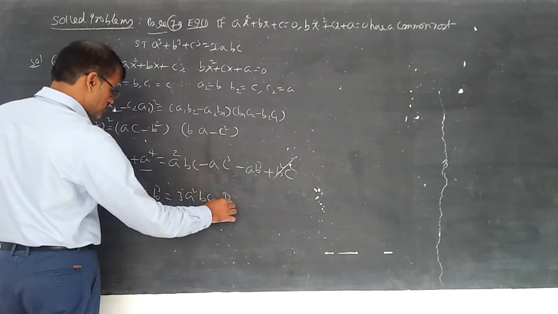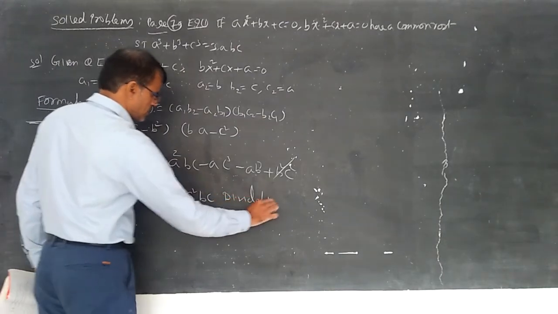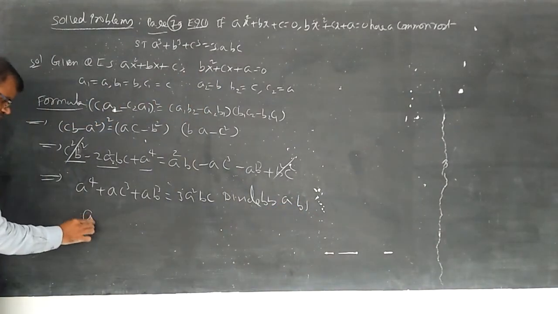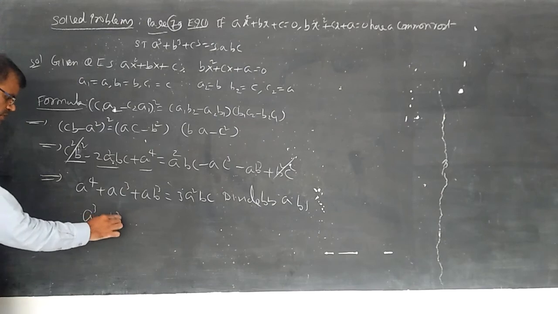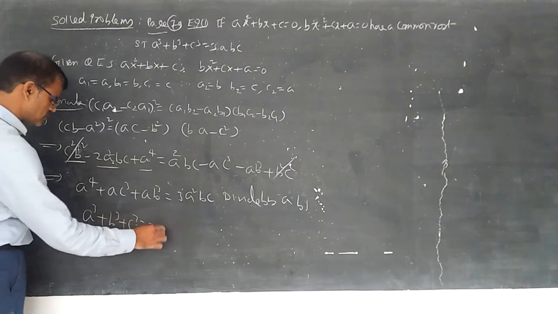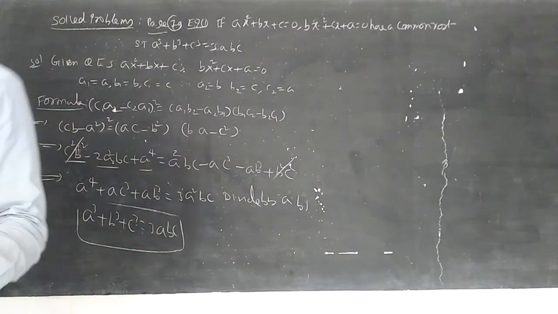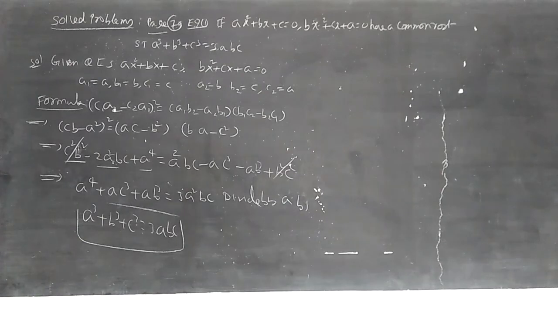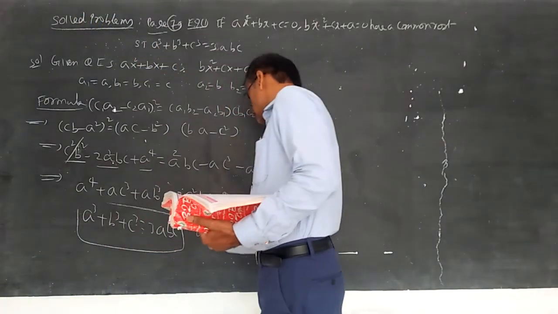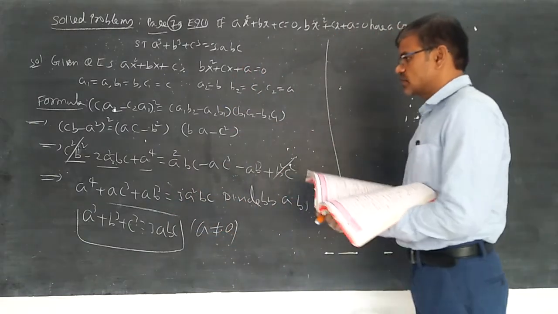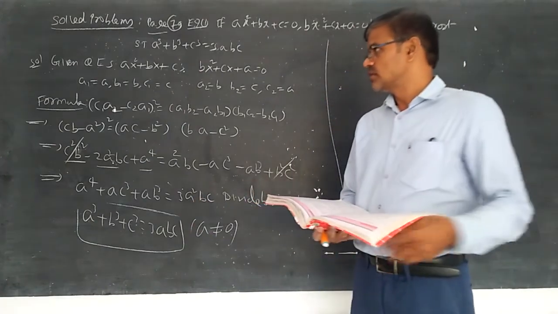Taken to that side, it becomes 3A square BC. Now it is better to divide by A on both sides. It becomes A cube plus B cube plus C cube is equal to 3ABC, which is the required result. This is the value which we should get. A is not equal to 0, so that is why we have simply divided.